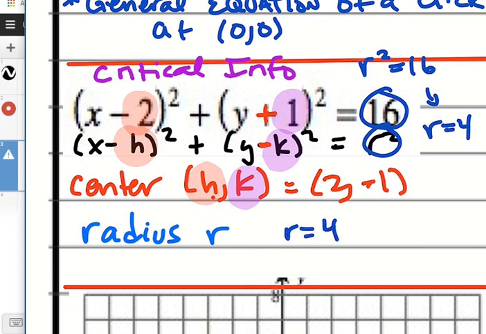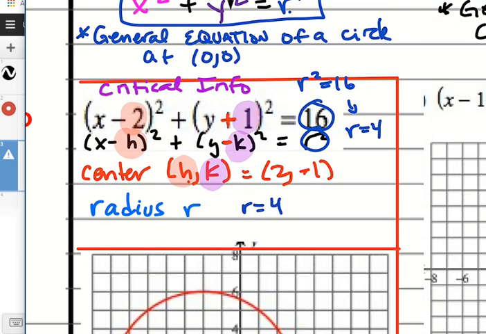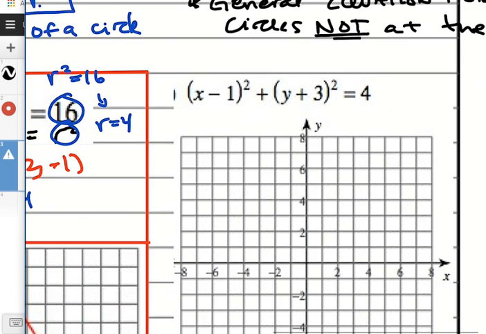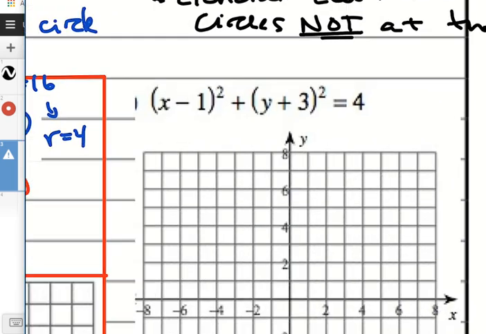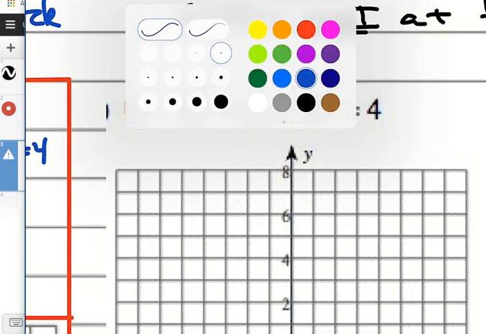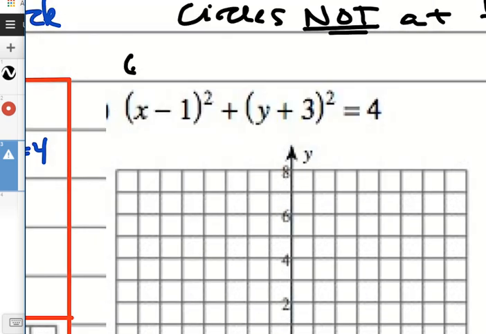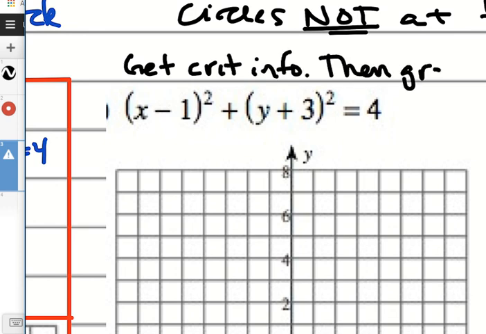Okay. So here I want you to do 2 things. I want you to get critical info, and then graph. I'm getting critical info again as the first step. So we have (x minus h) squared plus (y minus k) squared is equal to r squared. And so let's pull the h and k values first, the h comma k center.